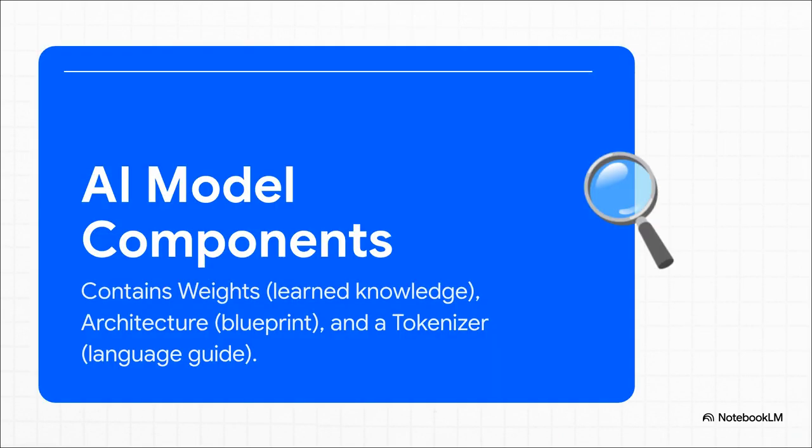All right, before we dive into all the different file types, let's just quickly break down what's usually inside one of these things. First up, you've got the weights. Think of this as the model's brain, all the learned knowledge, stored as millions or even billions of numbers. Then you have the architecture config. That's the blueprint, the structural design of the model. And finally, for language models, you've got the tokenizer, which is basically a translator that turns our words into numbers the model can work with. So those are the key ingredients.